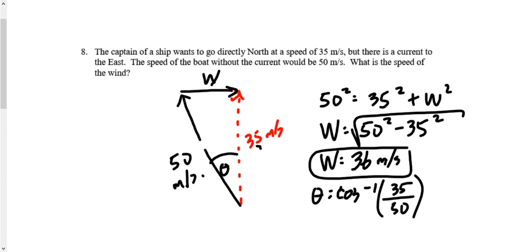Sine is opposite over hypotenuse, cosine is adjacent over hypotenuse, tan is opposite over adjacent. And when we get to this point to find the angle, we almost always use tan, but we almost always have the opposite and adjacent side given to us. Here we had adjacent and hypotenuse given to us, so we're not going to use tan, we're going to use cosine, which is adjacent over hypotenuse. Let's figure out what that value is.